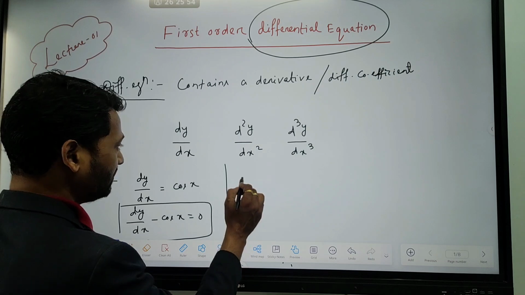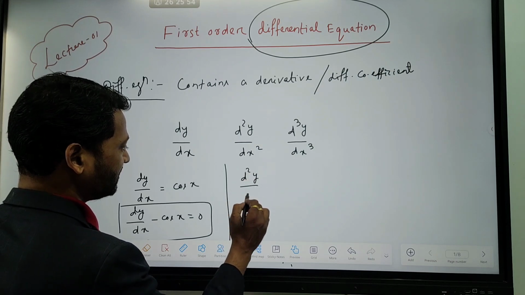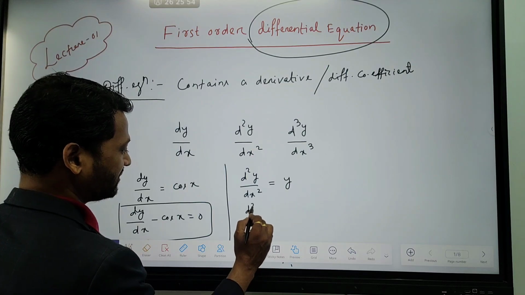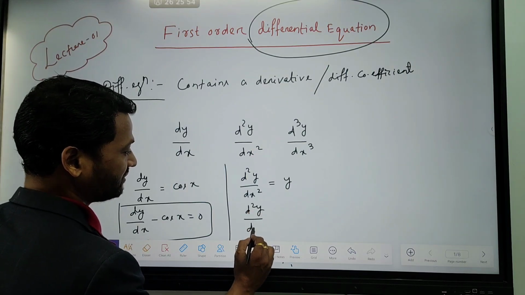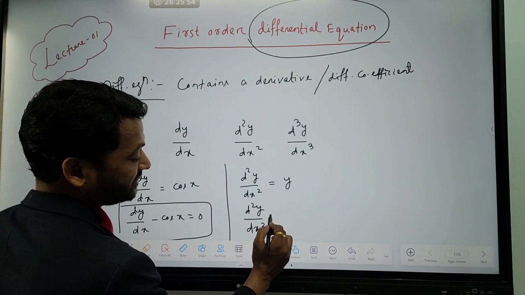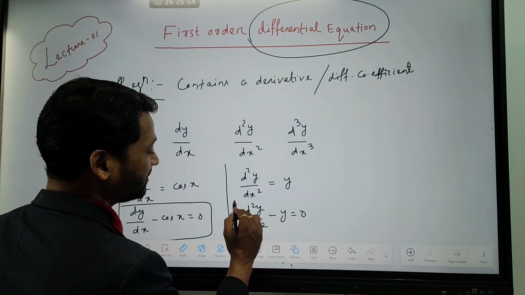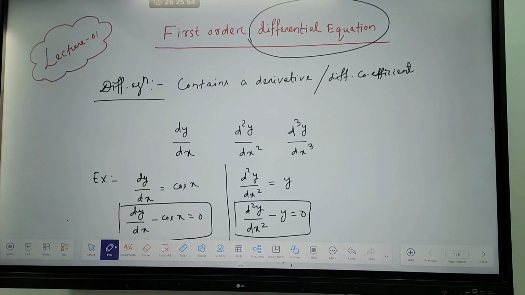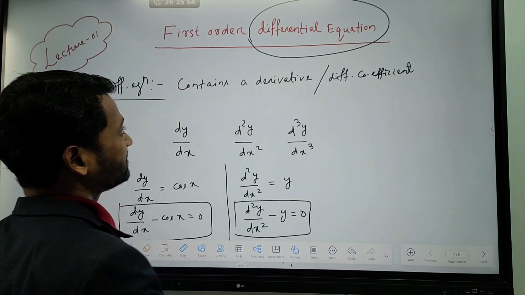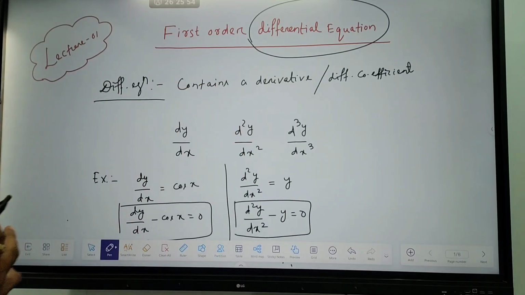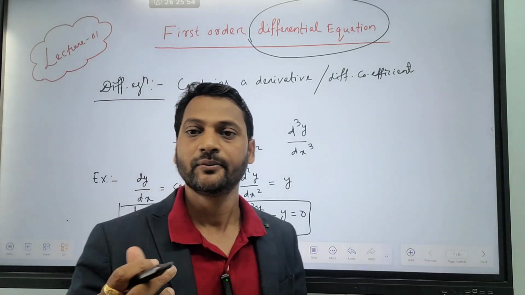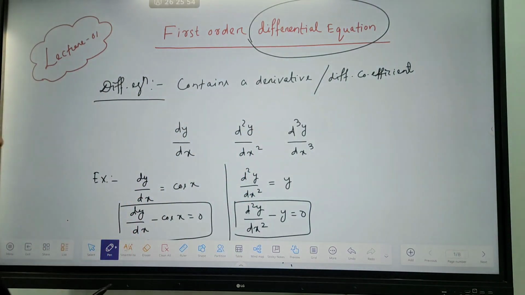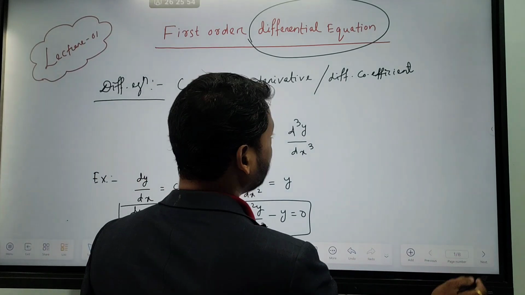Or we can write d square y by dx square equal to y. So that means I can write down d square y by dx square minus y will be 0. That kind of equation is called a differential equation. Is it clear? Then we will go to first order differential equation. First order differential equation kya? For that we need to know what is the meaning of degree and what is the meaning of order. Then, one more thing, we remember differential equations are classified in two categories.